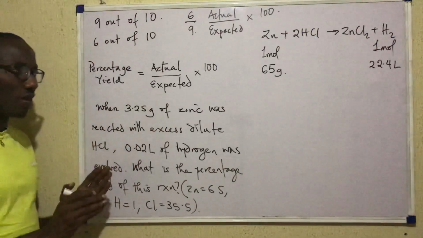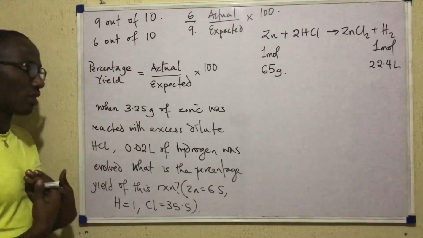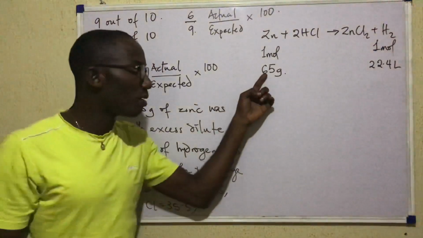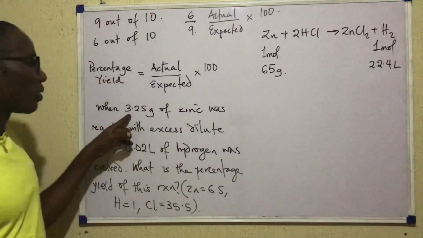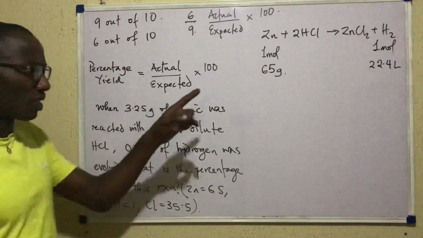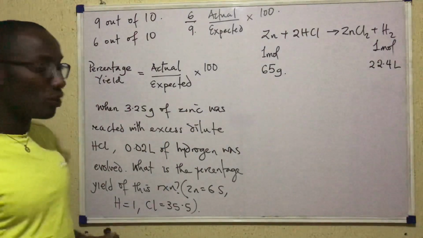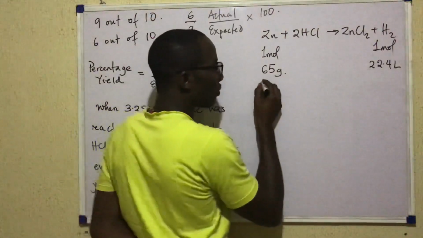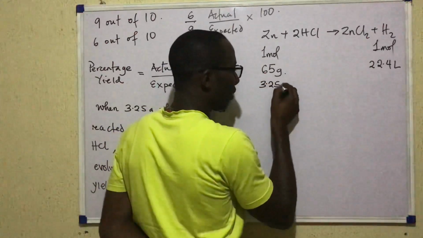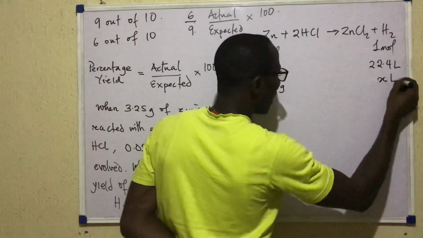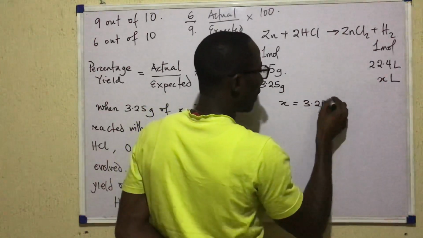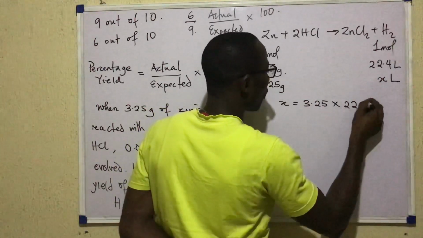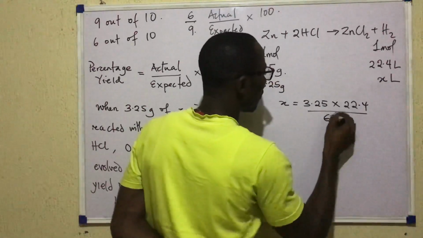The 1 mole in the equation are the things I have expressed alternatively. So what is left now is for me to ask myself, if 65 grams of zinc will produce this volume of hydrogen, what about 3.25 grams of zinc? What would it give there? To do that, I'll put 3.25 grams here, and that becomes x liters. So that my x becomes 3.25 times 22.4 divided by 65.